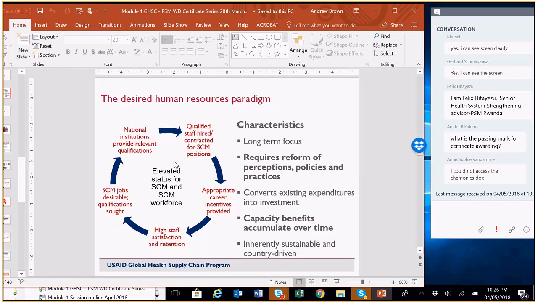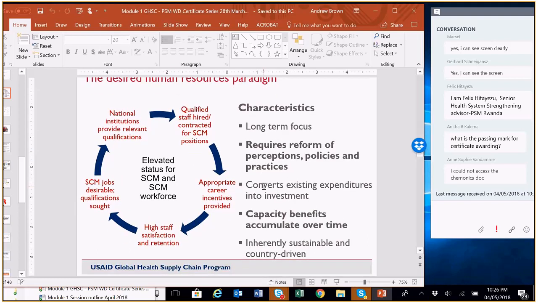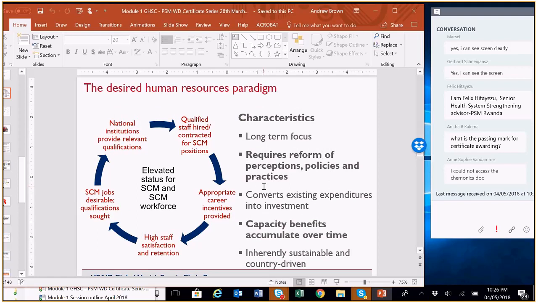Now, what's interesting is what are we really trying to achieve from a human resources perspective? I would be able to retire if what was on the screen was happening in every country. Can you imagine in your country if you had qualified staff hired or contracted for supply chain management positions, there were career incentives provided, there was high staff satisfaction and good staff retention? Supply chain management jobs were desirable, people actually sought the qualifications, and there were national institutions providing relevant qualifications.